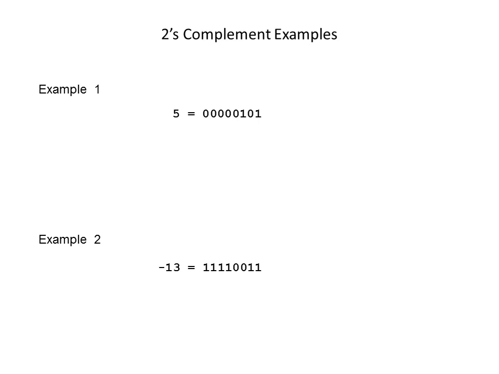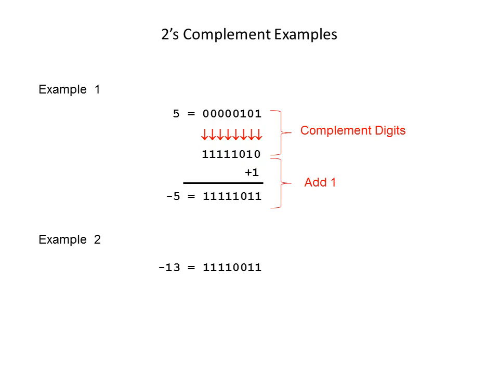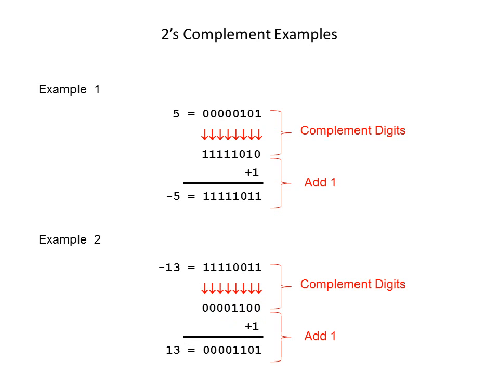For example, here is some example. After getting 1's complement, we can find its 2's complement by adding 1. It is an 8-bit representation.